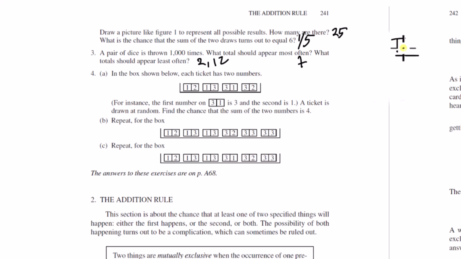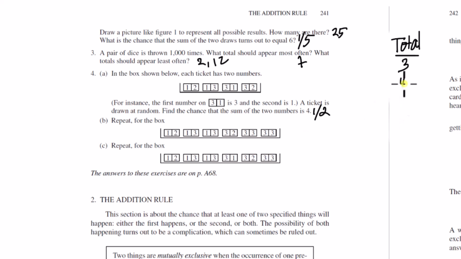So the total is, for the first ticket it's 3, for the second ticket it's 4, for the third ticket it's 4, for the fourth ticket it's 5. So if you draw a ticket at random, the chances that the sum of the 2 numbers on the ticket is 4 is 2 in 4, so 1 in 2.